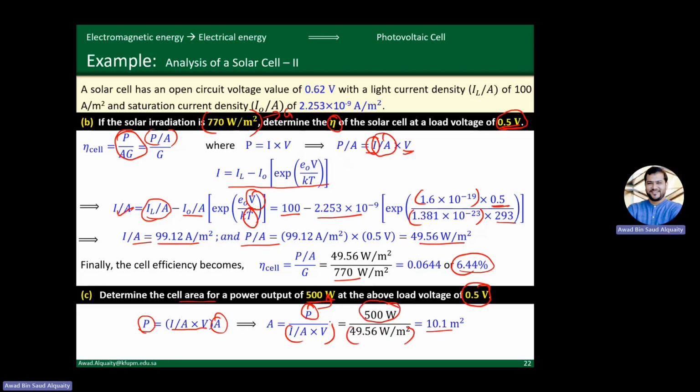So for generating a rather reasonably small power output of 500 watts, we need a reasonably large area, and this is simply because of the low conversion efficiency of the solar cell and the low concentration of solar energy itself, right? So this is another part just to give you a feeling for the different numbers that you can expect when working with a solar cell. So that's the end of the numerical problem.